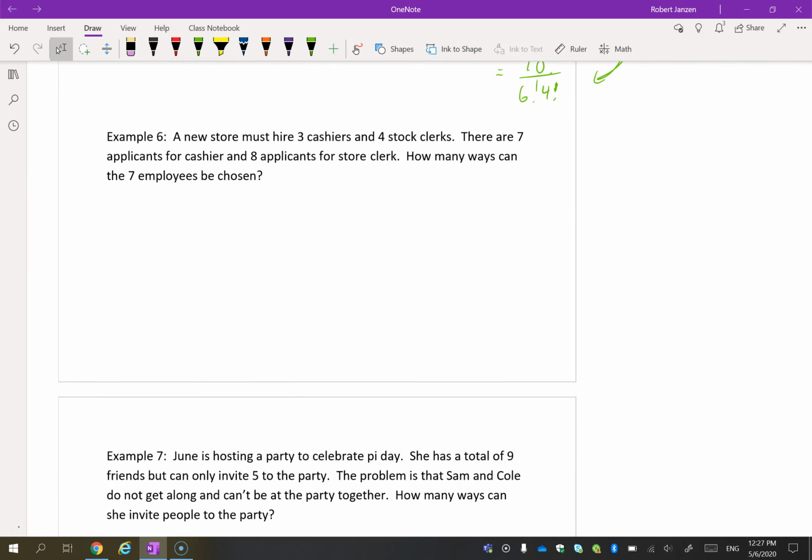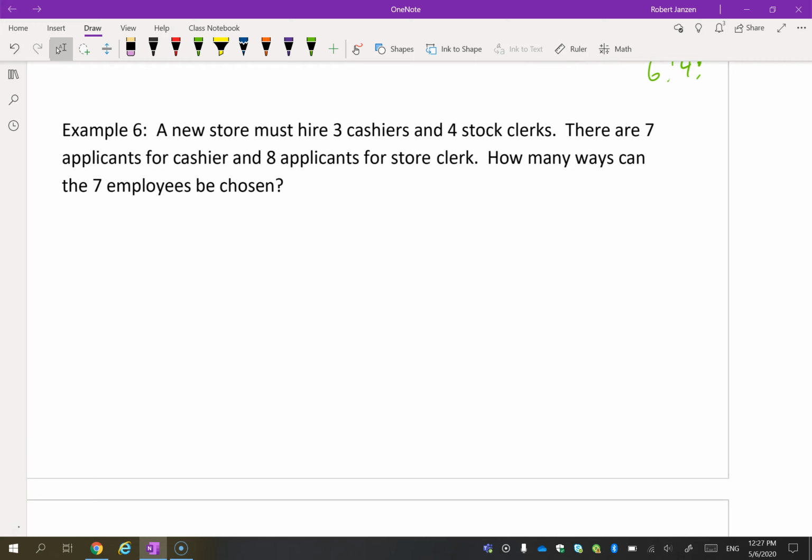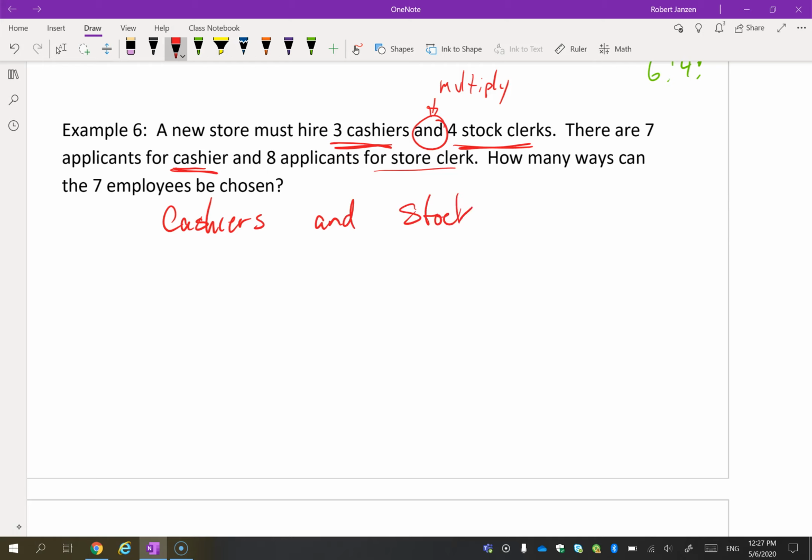All right, next. A new store must hire 3 cashiers and 4 stock clerks. What does the word "and" mean again? And means multiply. Okay, so keep that in mind. So there are 7 applicants for cashier and 8 for stock clerk. How many ways can 7 employees be chosen? So we're supposed to choose 3 cashiers, 4 stock clerks. Okay, so cashiers and stock clerks.